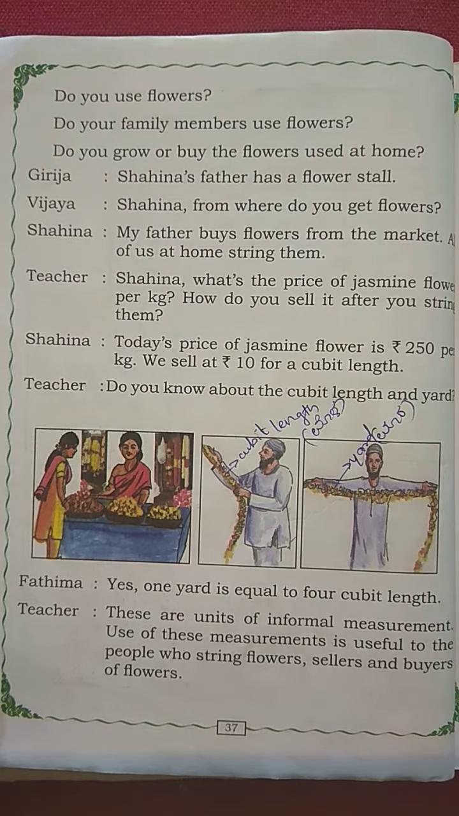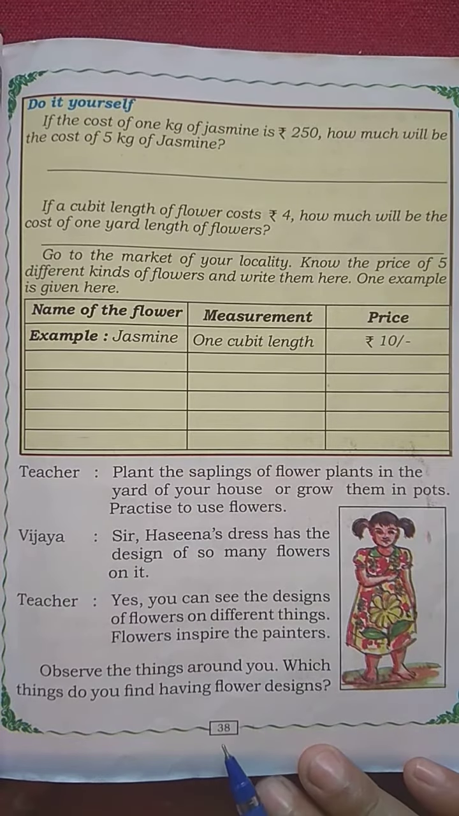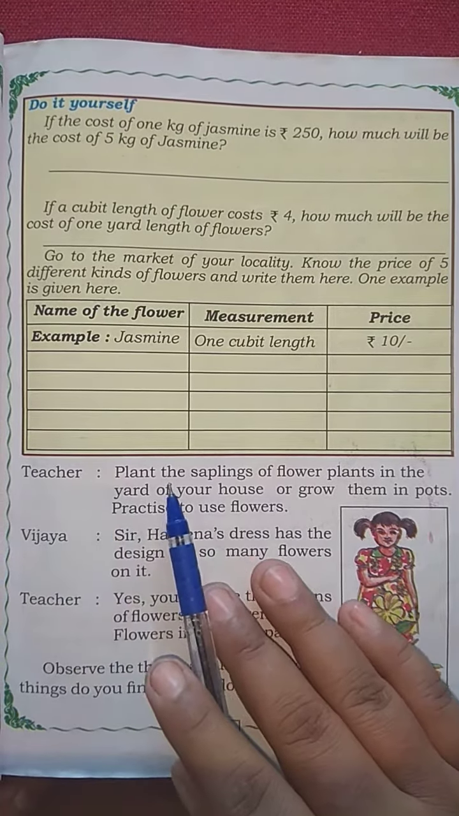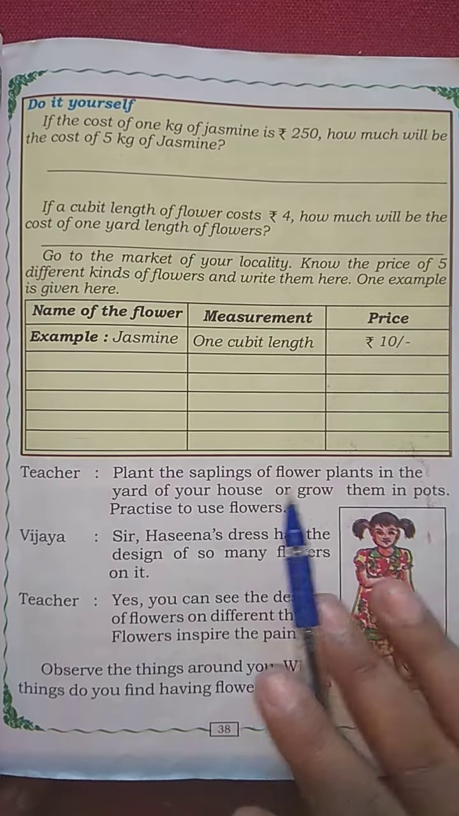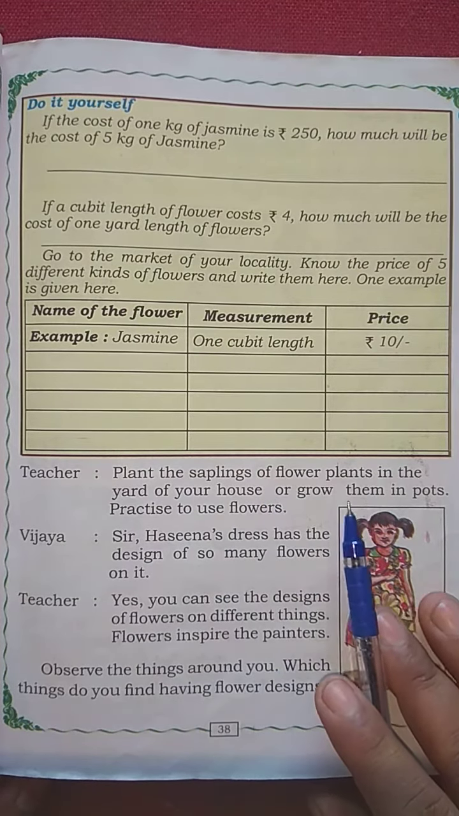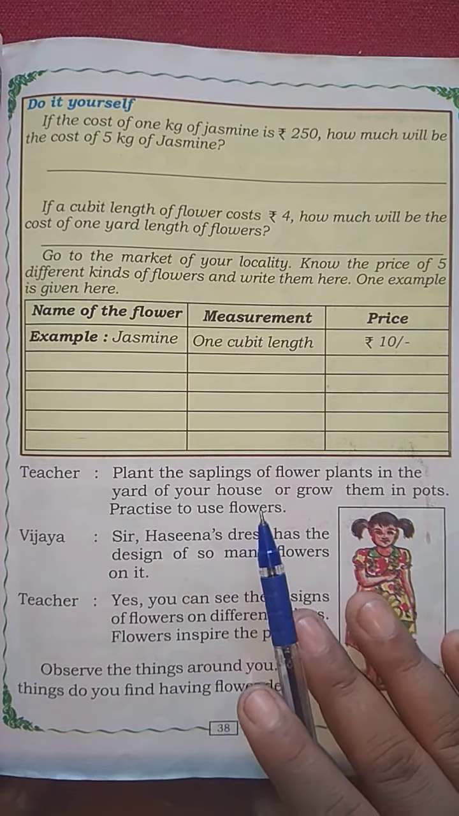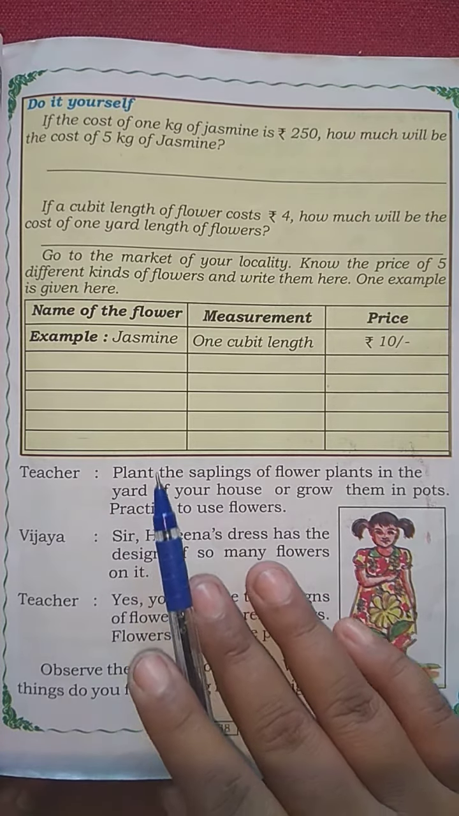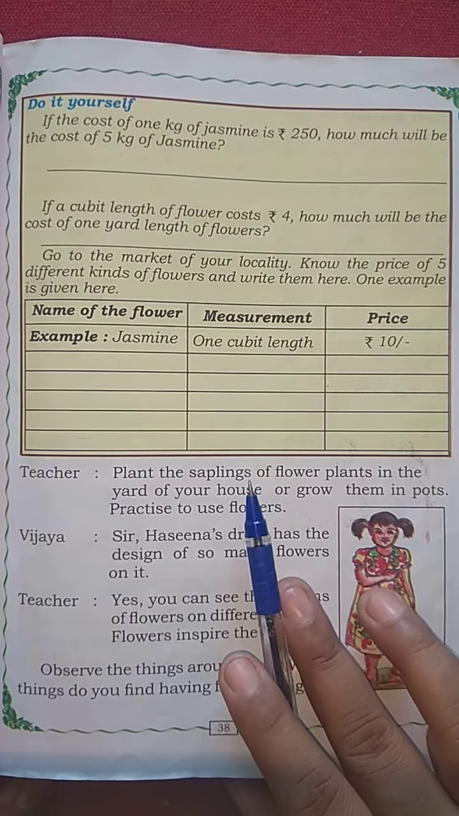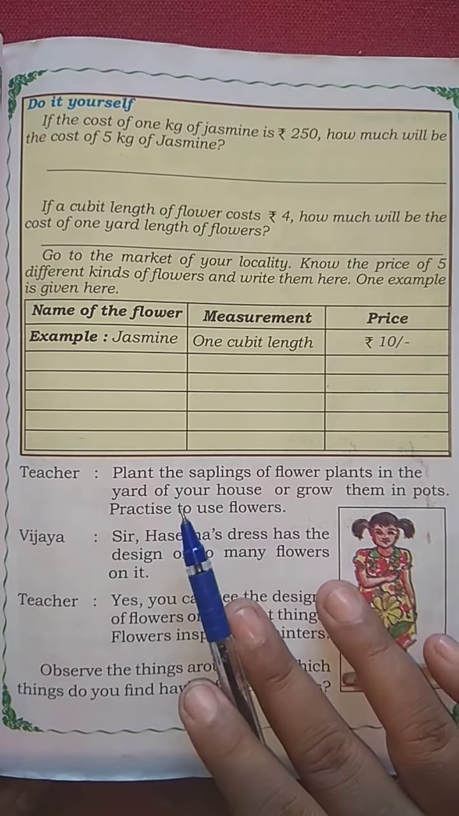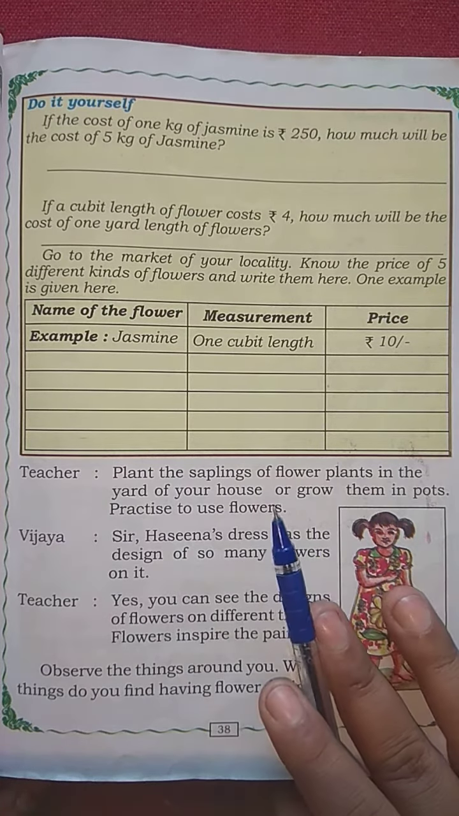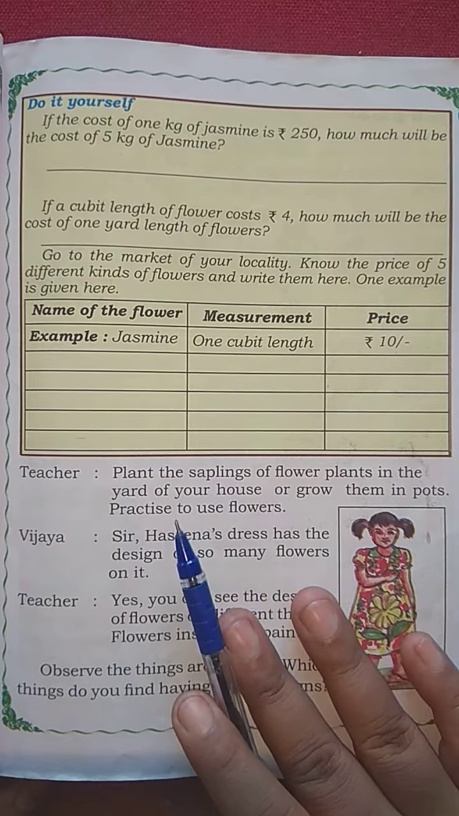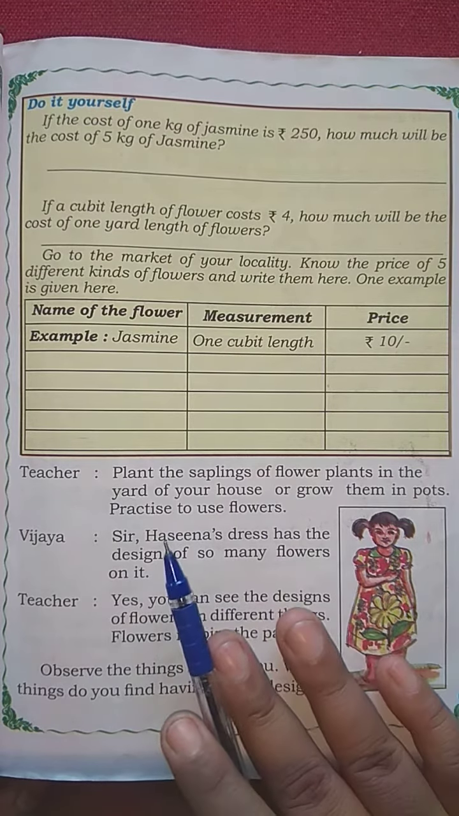Okay, children, now let me explain from page number 38. The teacher insists all the students to plant the saplings of flower plants in the yard of your house or grow them in pots. And he also insists to practice to use flowers.